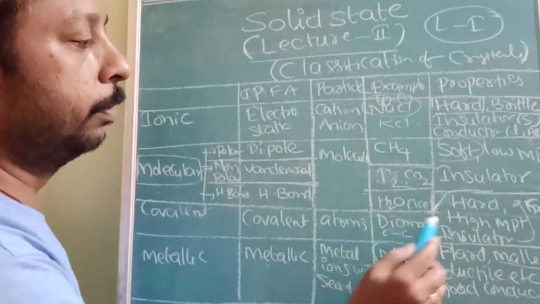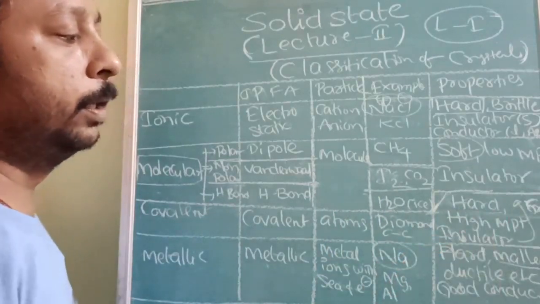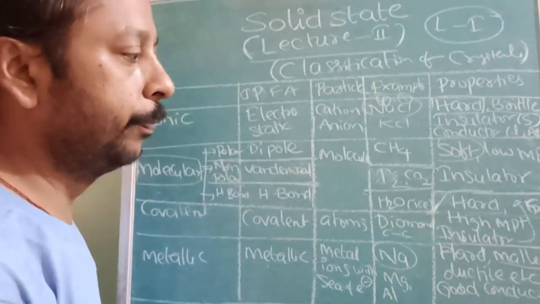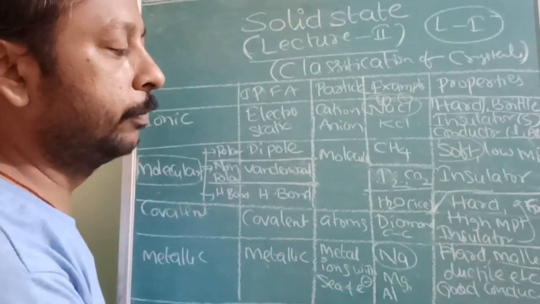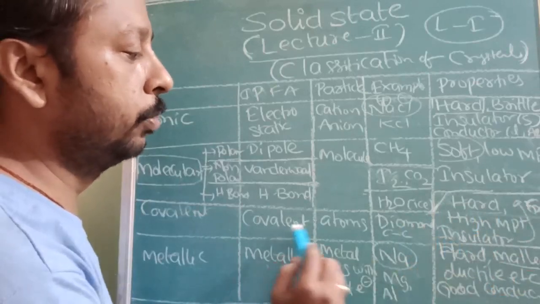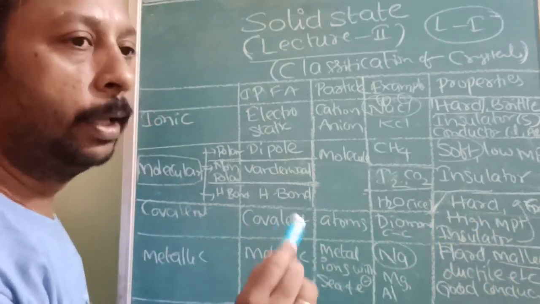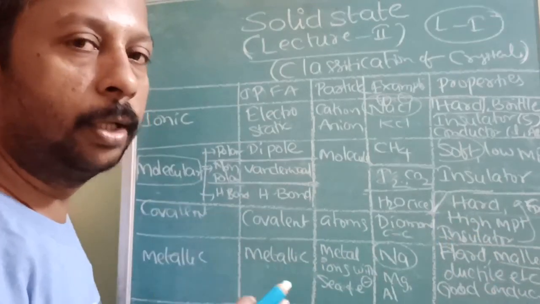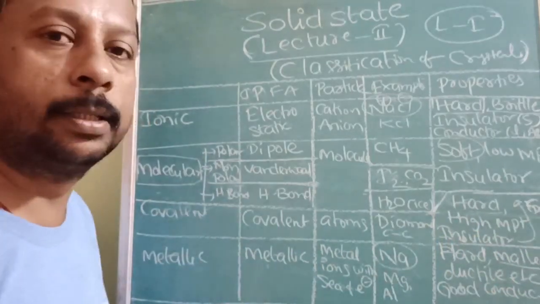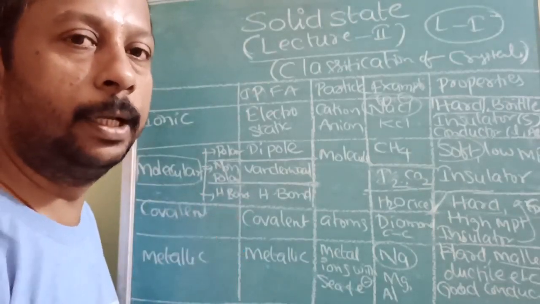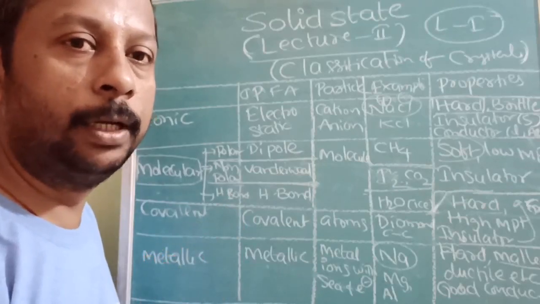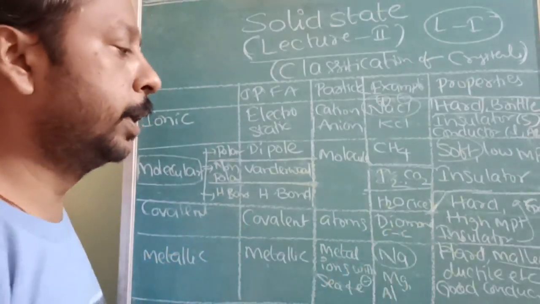Because of the strong covalent bond, they are extremely hard. You can see diamond, the hardest substance known. Then because of the strong bond, they have high melting point and there is no charge flow. They are insulators. Except graphite, there is no other covalent substance which is a conductor. Graphite is a conductor because of one free electron. Out of the 4 electrons, 1 electron is free to move, hence it is a conductor.